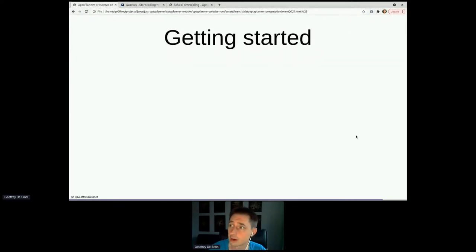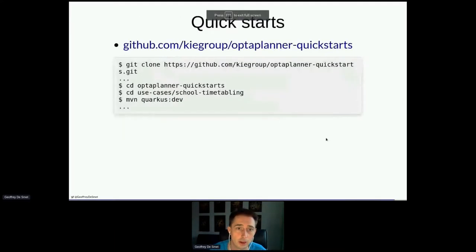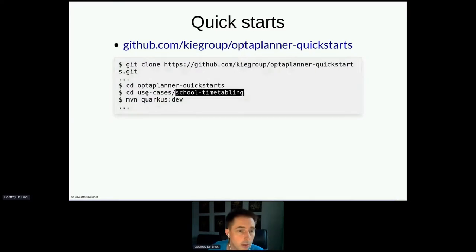Now, if you want to get started with all this, if you say, okay, this looks cool, I think I have an interesting use case to solve with OptaPlanner, what you want to do is check out the OptaPlanner quick starts repository. So if you go to optaplanner.org, there's a link on the front page directly to this repository. And basically, you just clone the quick starts repository. You go to, for example, the school timetabling use case.